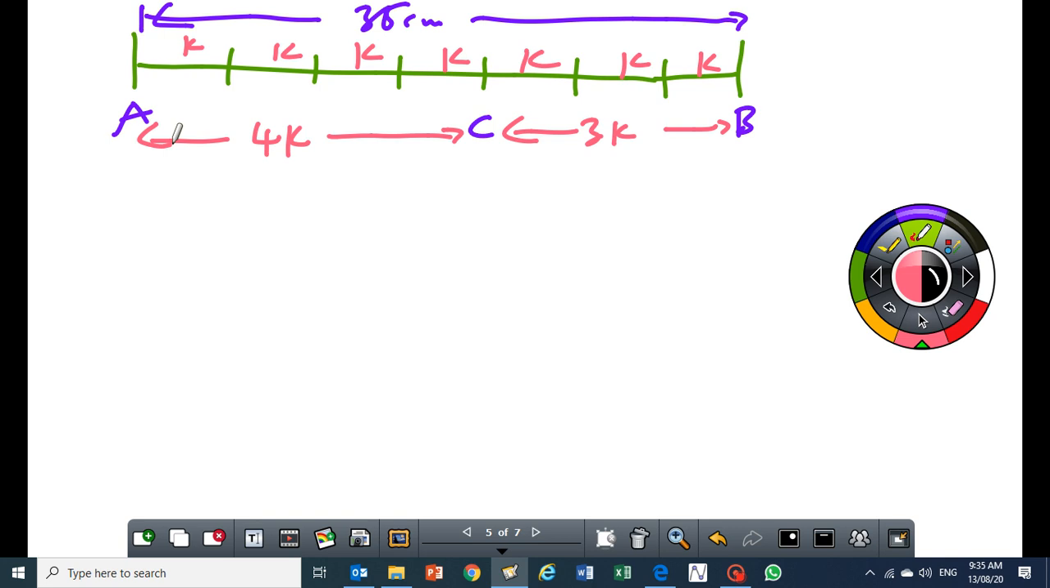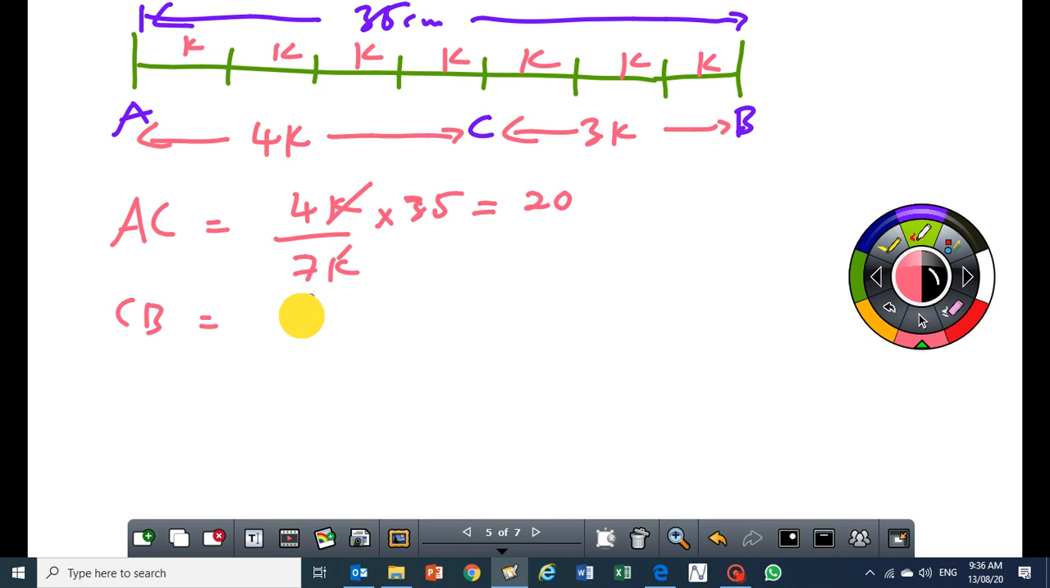So if I want to determine those lengths in terms of K, my AC will be equal to 4K over 7K times 35. The good thing is that the K cancels out and you still get your 20. Your CB, if you do the same, you get 3K over 7K times 35, and you get 15 centimeters.